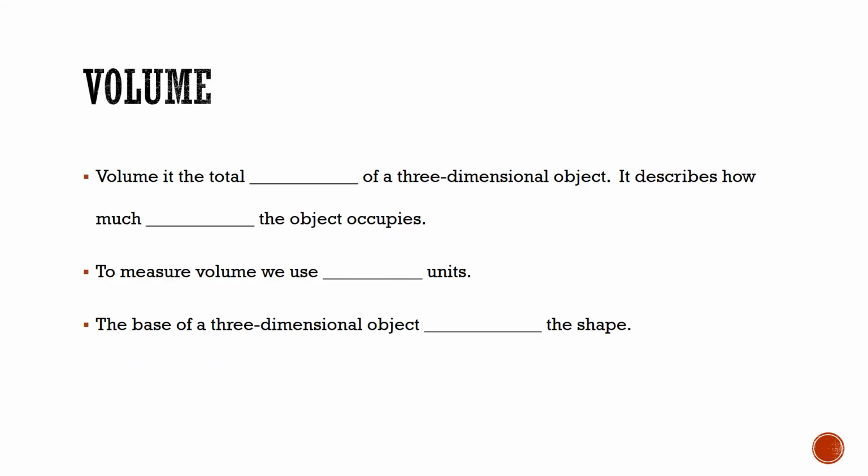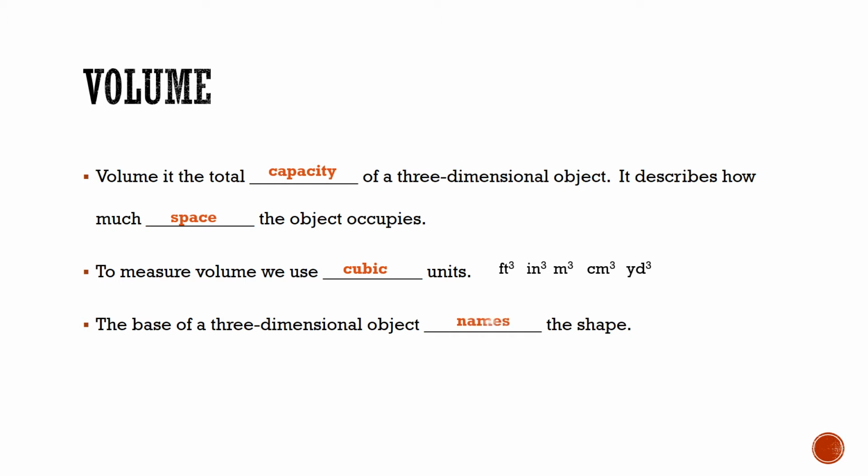Volume is the total capacity of a three-dimensional object. Remember, it describes how much space the object takes up. To measure volume, we use cubic units. Remember, cubic units are measured with the exponent three. It is three-dimensional, so we use feet cubed, inches cubed, meters cubed. Whatever unit we're using, be sure to cube your units.